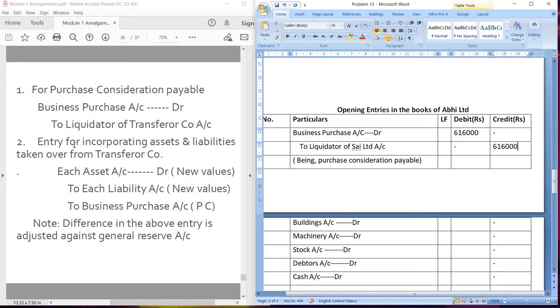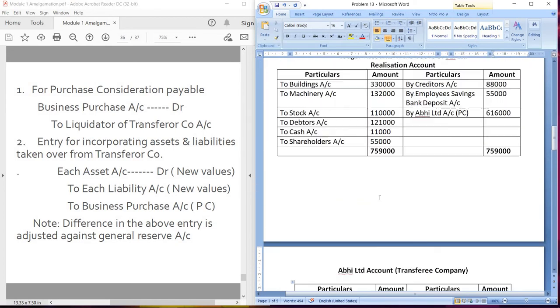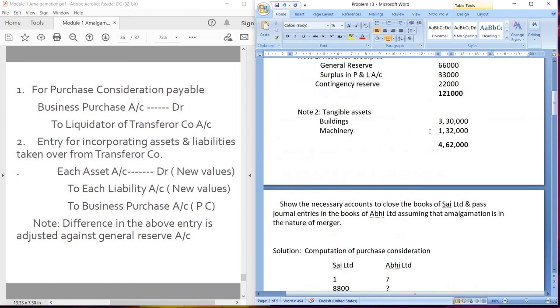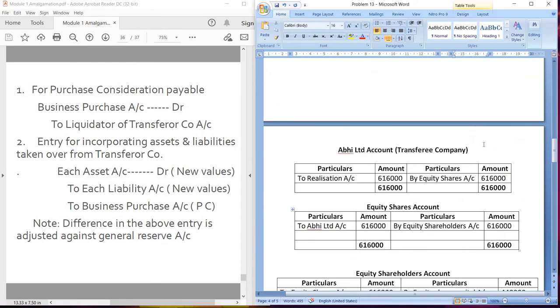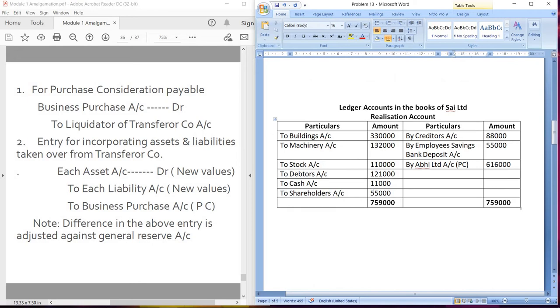Okay, so this is our first entry in the books of the transferee company. Now the next entry, the entry for incorporating assets and liabilities that are taken over from the transferor company. Here we have to transfer all the assets and liabilities, with entries like each asset account debit, to each liability account, to business purchase account. We will start with each asset. First is buildings account. The amount of buildings is 3,30,000. Next, machinery account debit, amount 1,32,000.